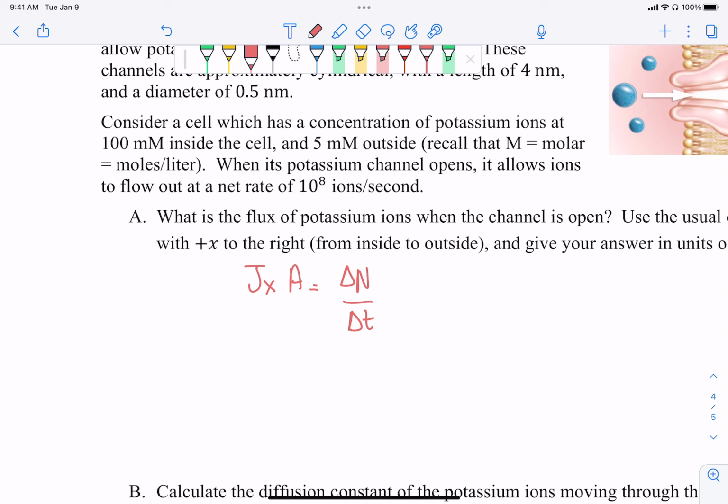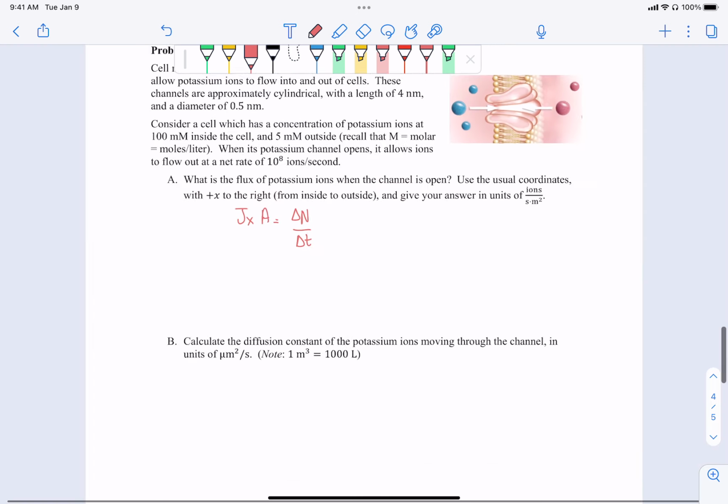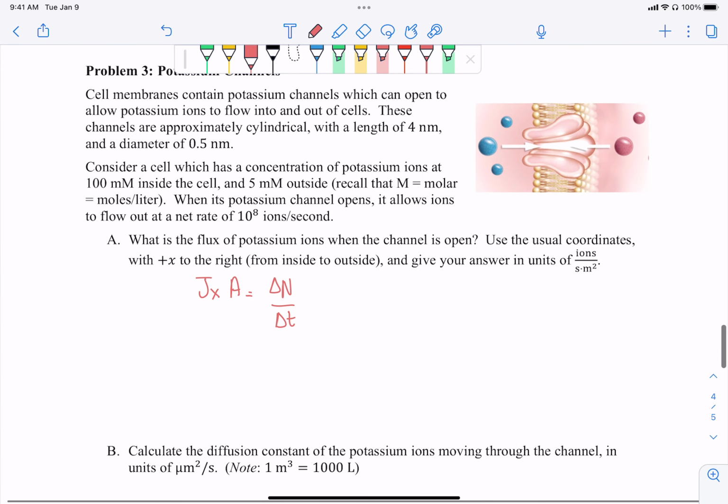So this will essentially be ions or particles or molecules per second, right? So in this case, they kind of gave us that already. And so this is just equal to 10 to the 8th ions per second, right? And we need to figure out our flux, so the only other thing left to figure out is the area, right? So how can we get our area?